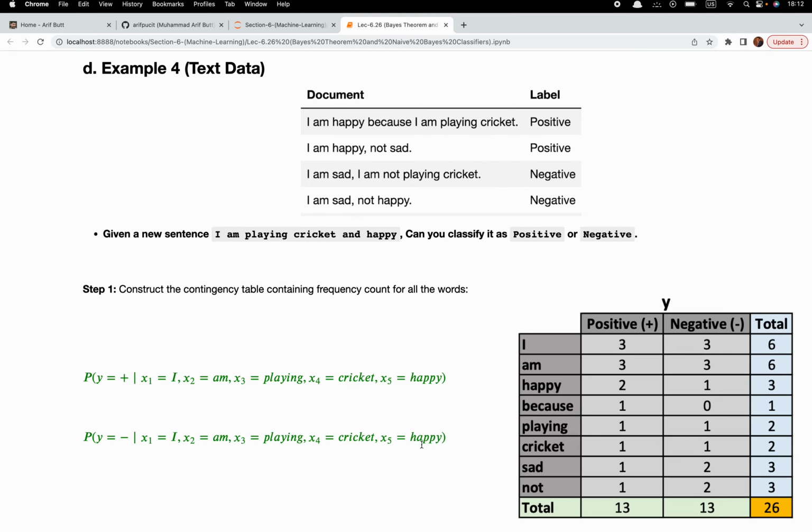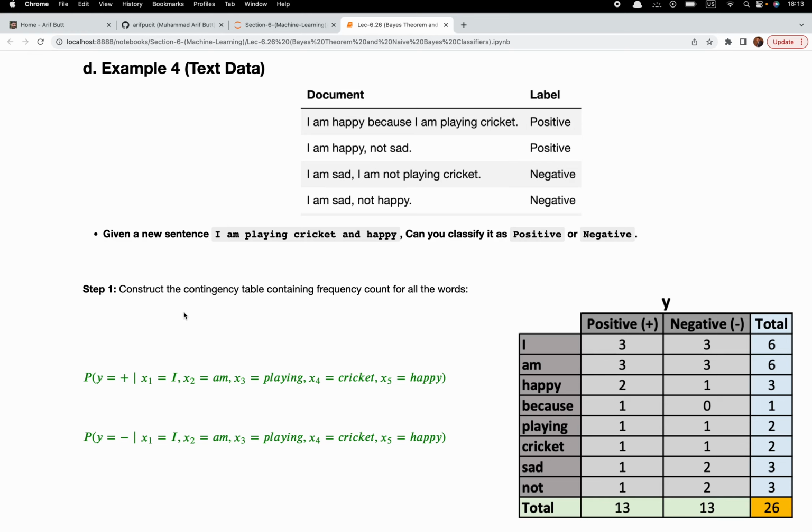Well, my dear students, a naive Bayes classifier is mostly used in the natural language processing domain. So let me give you a very basic example of applying the naive Bayes classifier on textual data as well. Consider this labeled toy dataset having just 4 sentences or 4 single line documents. Each is labeled as either positive or negative. Given a new sentence, I am playing cricket and happy, we need to classify it as positive or negative using the naive Bayes classifier.